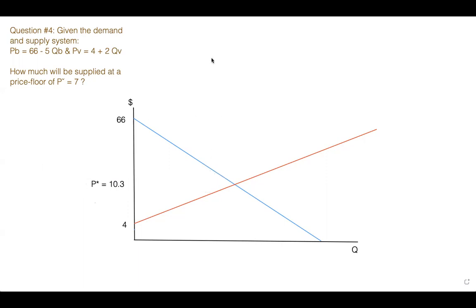I'm not going to do anything more than that, but is that, in your opinion, Alex, clear? I'll just put a little dot for equilibrium. Yep, that's clear. Okay.